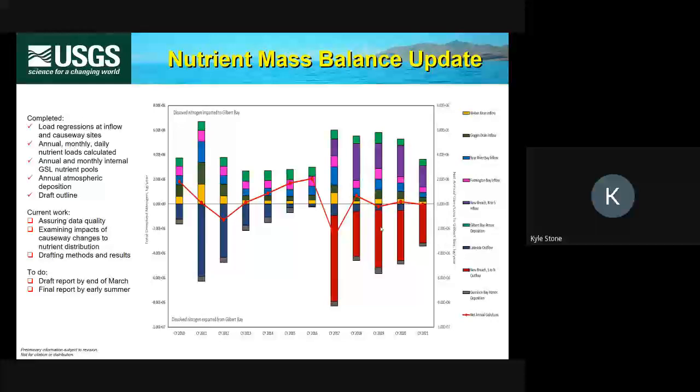Right now, I'm assuring the quality of the data. I've gone back and looked at some of our nutrient samples from our inflows, and there are some little pieces that need to be looked at a little closer, and also looking at how the breach has impacted that nutrient distribution within the South Arm. The methods and results are being drafted right now. Hope to have a draft of the full report by the end of this month, and then a final report for summer.